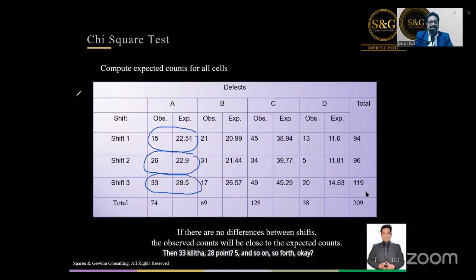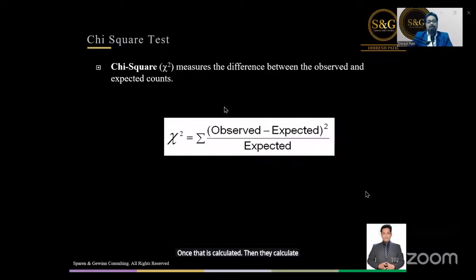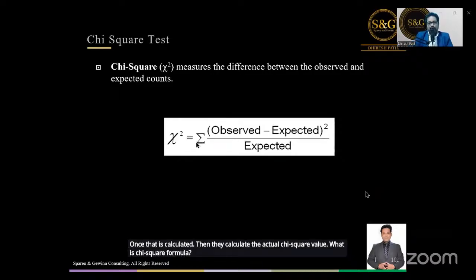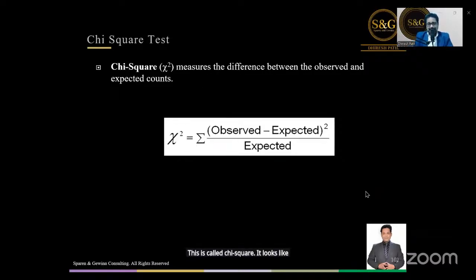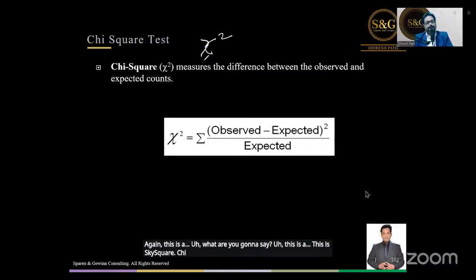Okay? Once that is calculated, then they calculate the actual chi-square value. What is the formula for chi-square? This is called chi-square. It looks like X. Chi is nothing but a Greek letter, just like alpha, beta, theta. Chi is also a Greek letter.